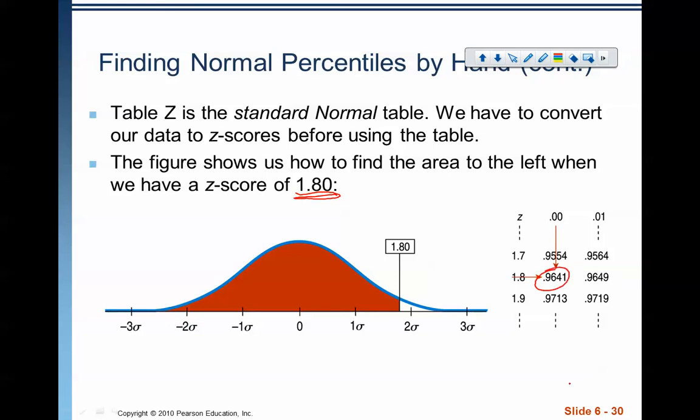On the left-hand side, there should be numbers from 0 to 3. And on the top, there should be numbers 0.00 to like 0.09. So if we're looking for the z-score of 1.8, we'd go to 1.8 on the left and 0.00 on the top, and where they intersect would be that number, right?